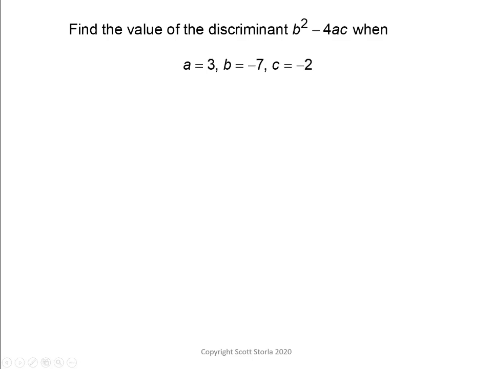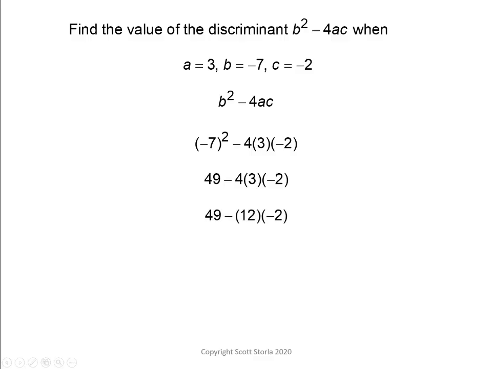Here's another. After replacing my values for the letters, I'll begin by finding the second power of -7, which is 49. Then 4 times 3 is 12. 12 times -2 is -24. 49 minus a -24 is the same as 49 plus 24, which is 73.